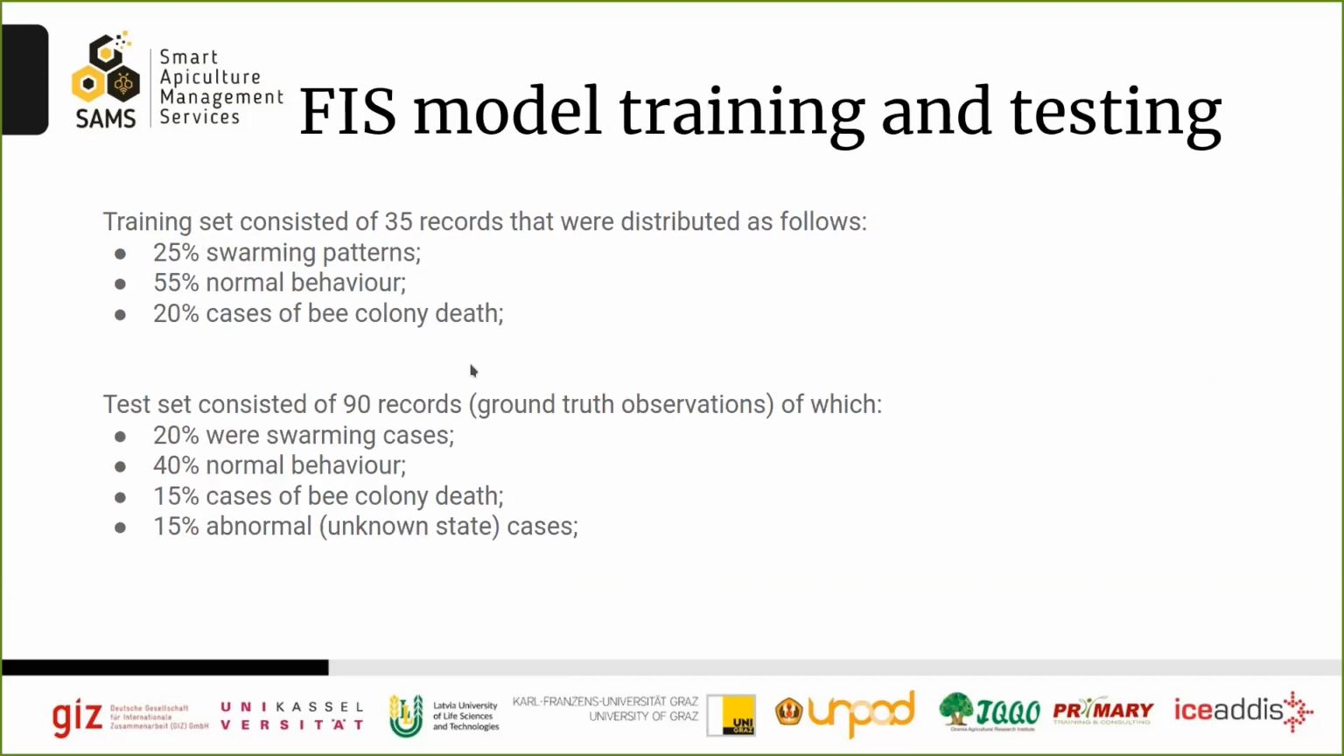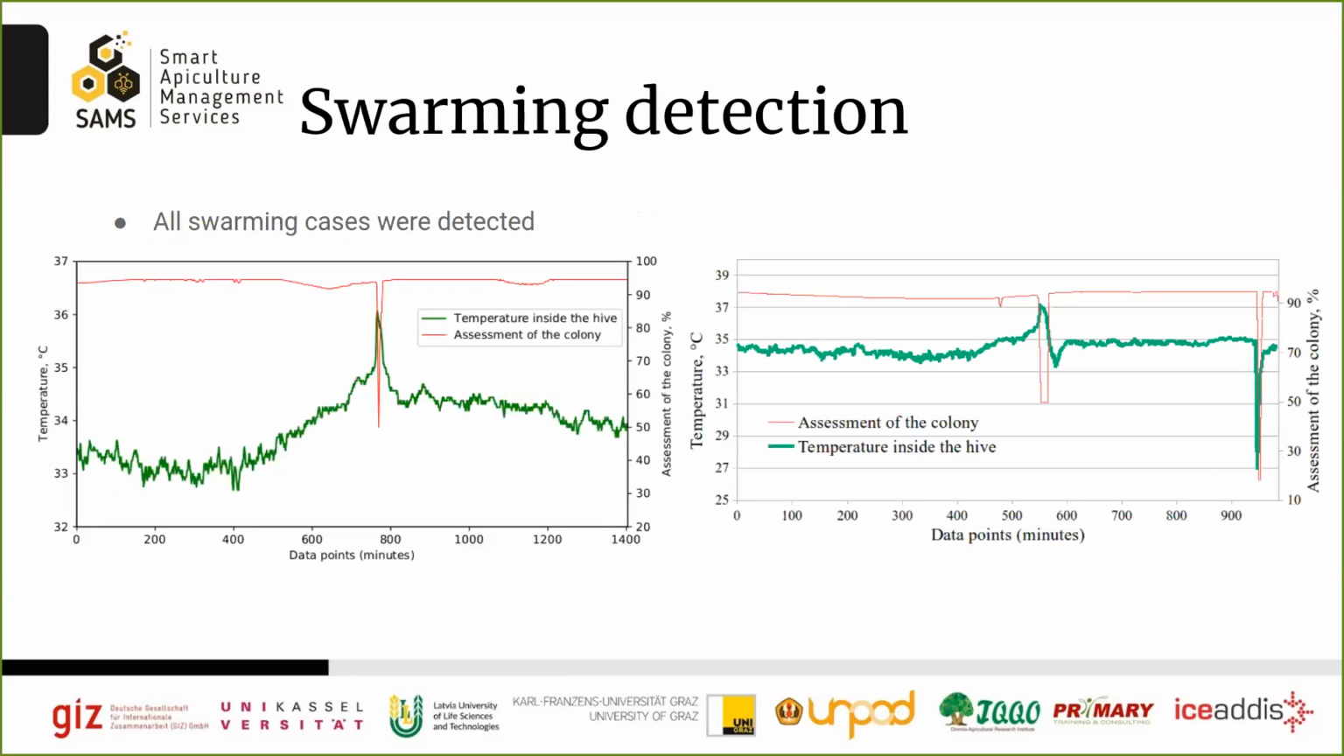And after the design of the fuzzy inference system was made, we trained it and tested it, and here you can see some of the results: all swarming cases were detected. Whereas the temperature increased, the system shows the assessment of the colony as like 50%, so something is wrong.